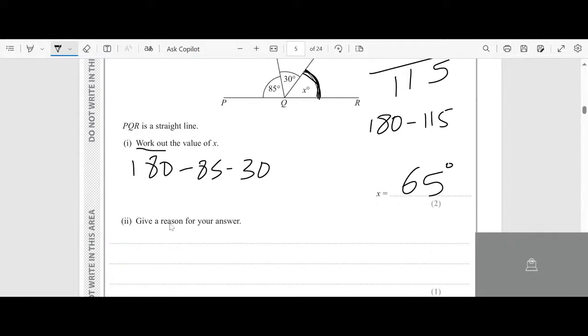That's why in part B, Roman 2, you're asked to give a reason for your answer. So I'll just say that angles on a straight line add up to 180. As simple as that.